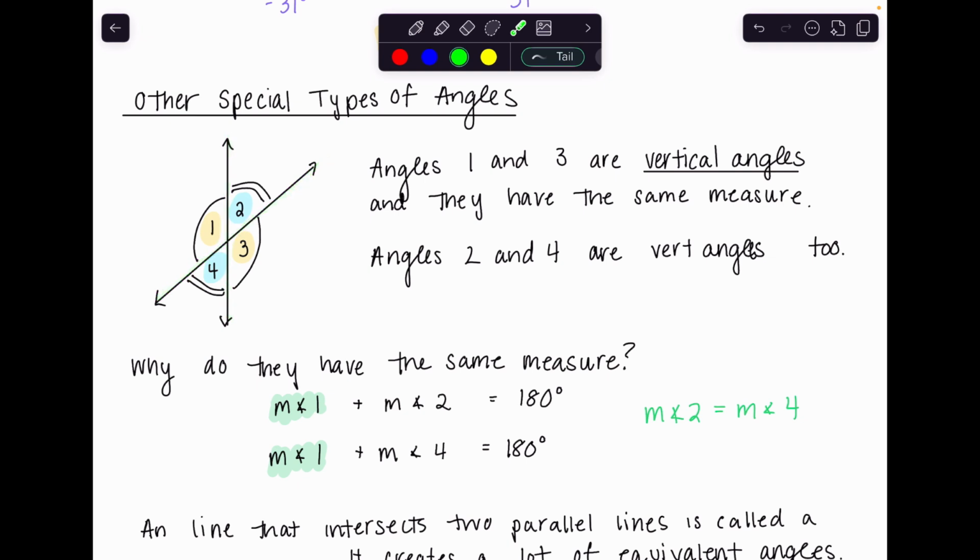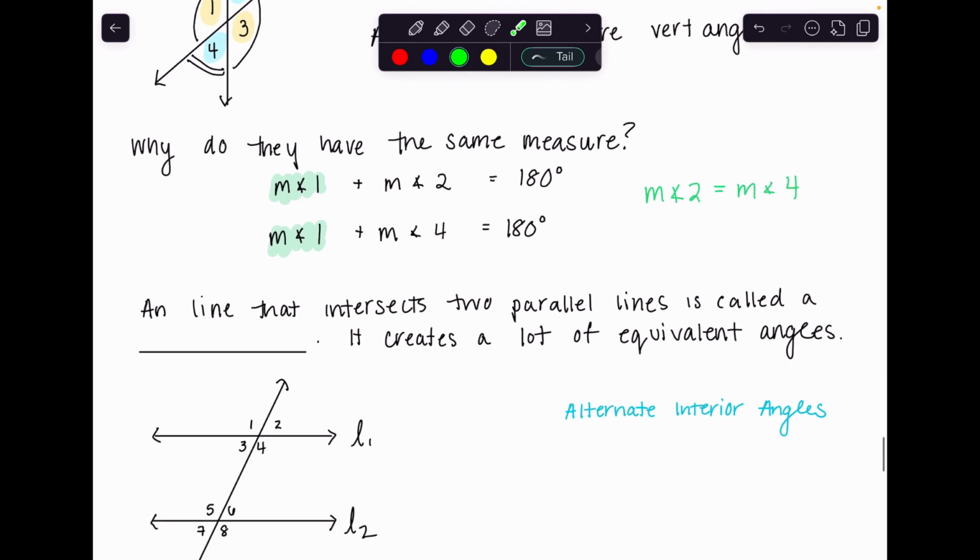Now, because of this, we also end up with a lot of cool stuff that happens when you have two parallel lines that are cut by a third one. A line that intersects two parallel lines is called a transversal line.